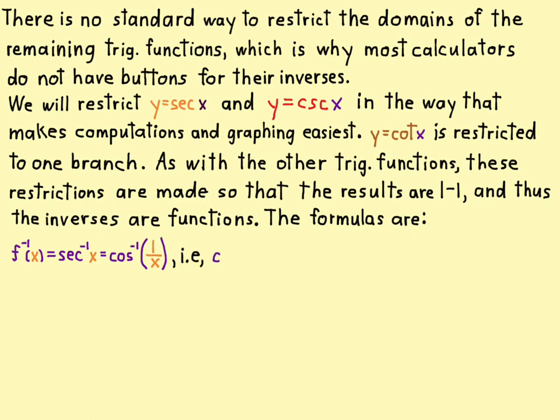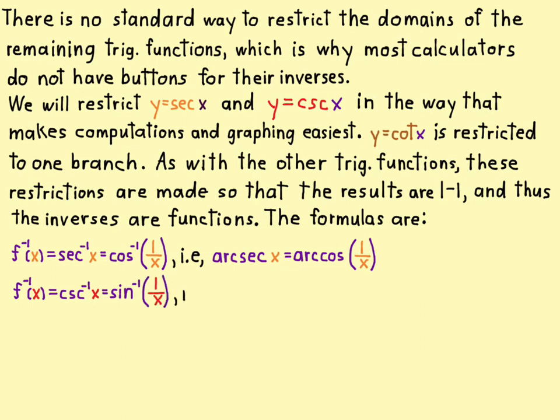So f inverse of x equals the secant inverse of x is just cosine inverse of 1 over x. Remember, secant and cosine are reciprocals of each other. And so that's how that reciprocal of x is coming in there. Okay, so arcsecant of x equals arccosine of 1 over x. That forces the restriction to be chosen in a particular way.